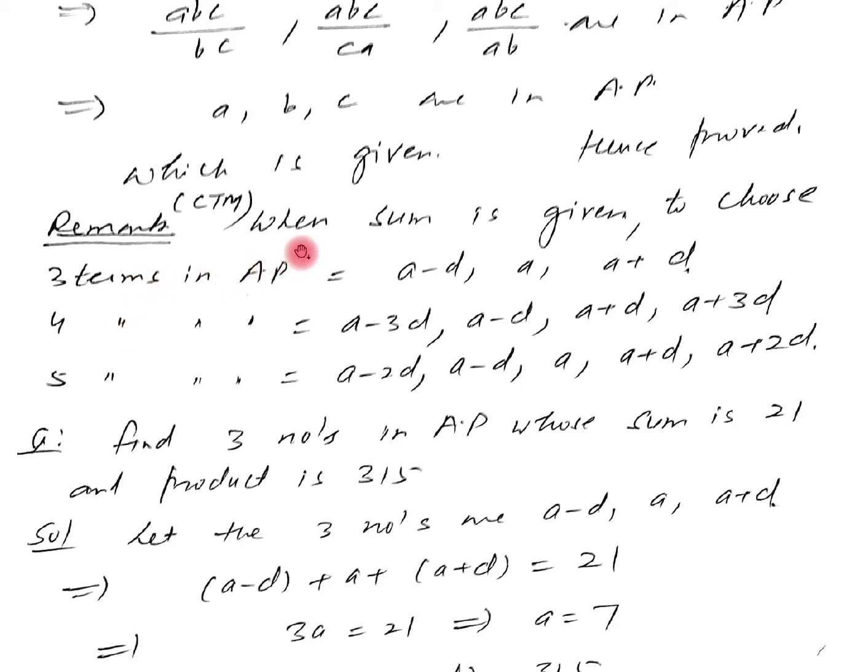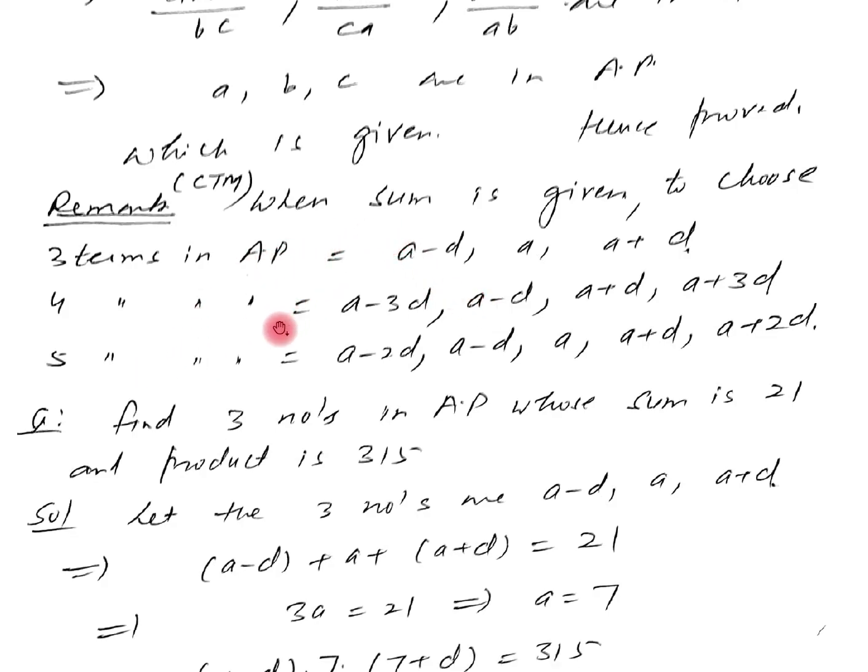Only in that condition when the sum is given, because when we are adding all these terms, 3 terms we are adding, then D will be cancelled. Again in this, D will be cancelled. Again in this, when adding, D will be cancelled, then it makes our question easier. Now let us see the application of this result.